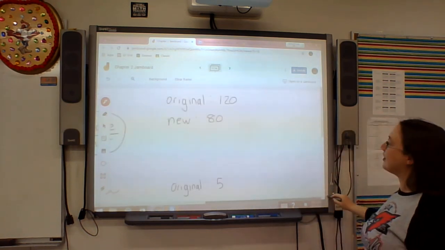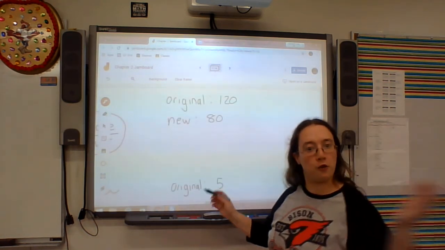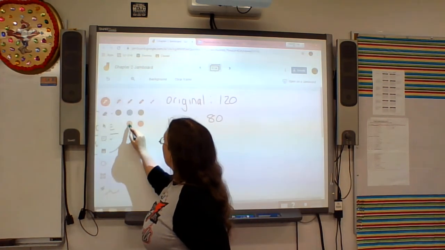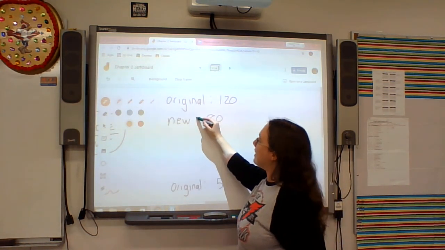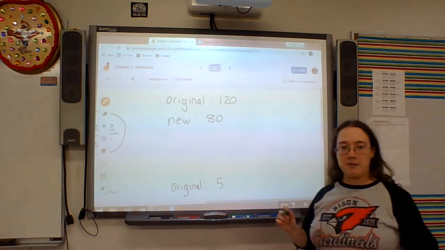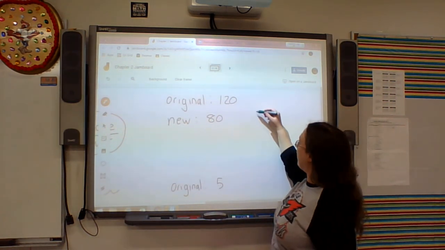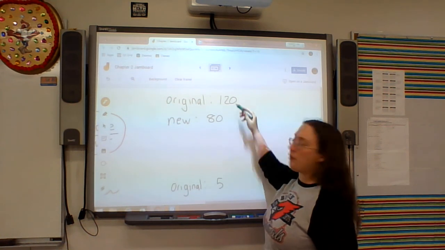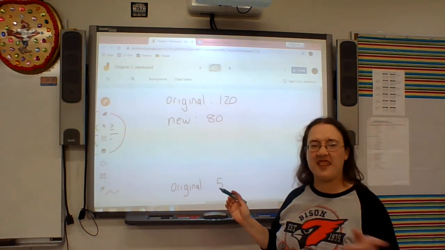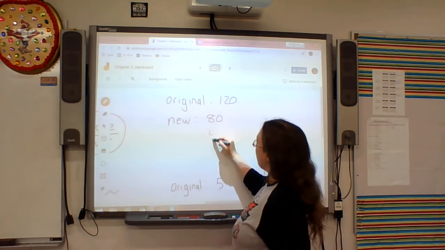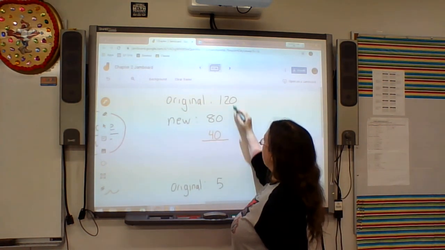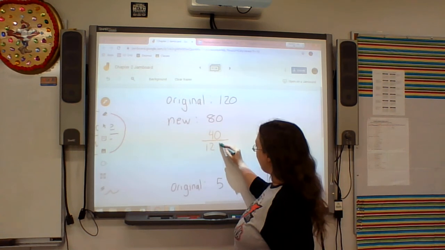Okay. Alright, let's try another one of those. So, same sort of thing. So if we're going from 120 to 80, we're taking 120 minus 80, that gives you 40. So we're going down 40. So the only thing that changes if this is going down is at the end, instead of an increase, it's going to be a decrease. So we've got 40 over your original amount, which was 120.